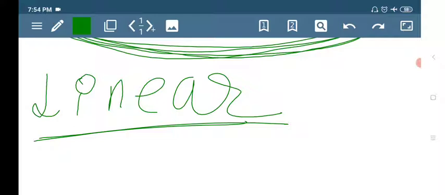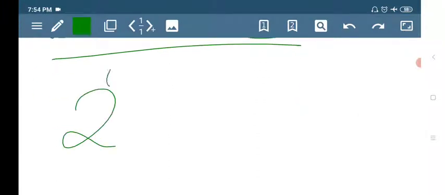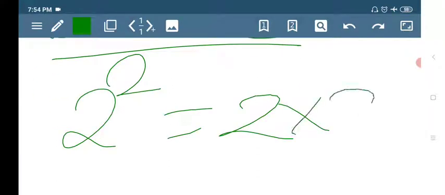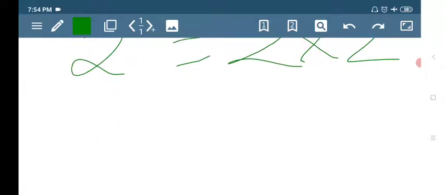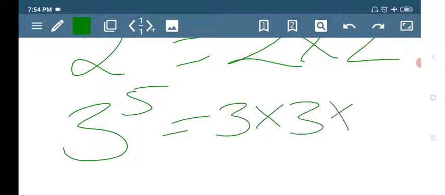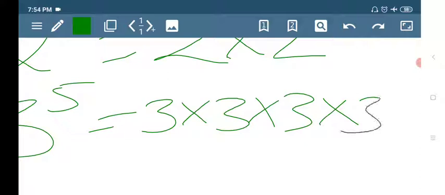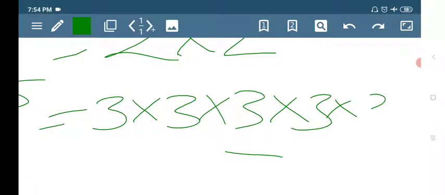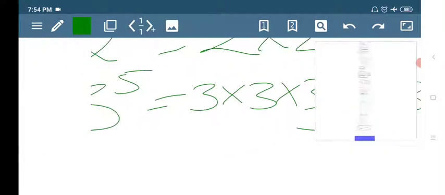Dear students, you are already aware of words like power, right? 2 to the power 3. Have you ever seen numbers like, in the 7th standard, 2 to the power 2 is equal to 2 into 2, right? 3 to the power 5 is equal to 3 into 3 into 3, how many times? 5 times. Have you seen like this? Yes, you have seen that.